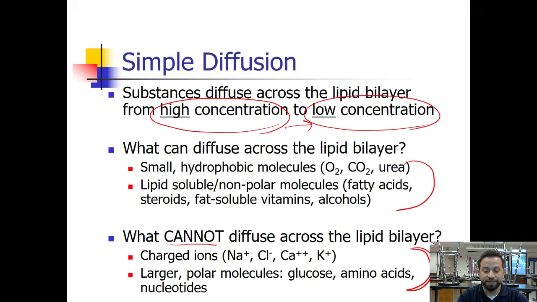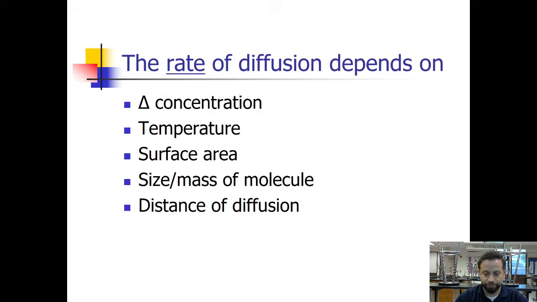And there's our list of things that can't go through. Now the rate of diffusion depends on a few things. Let's go through them briefly. So the change in concentration is one of them. Temperature, that makes a big difference. So for example, if you are trying to mix sugar and water, it matters if that water is cold or hot. Surface area, the size and mass of the molecule, just like the last slide, and the distance that it has to travel, the distance of diffusion.